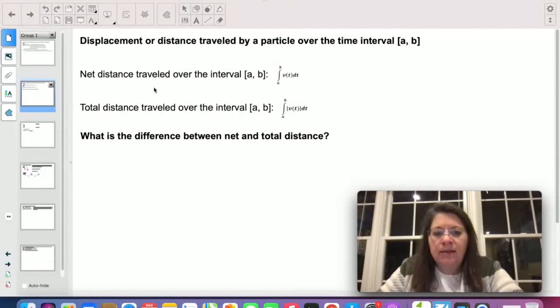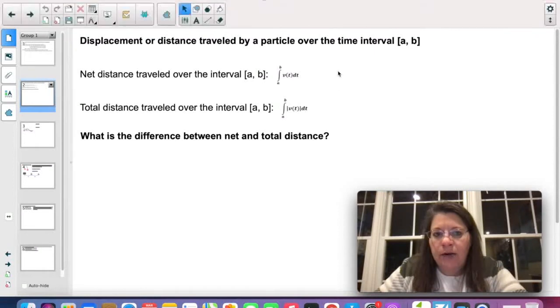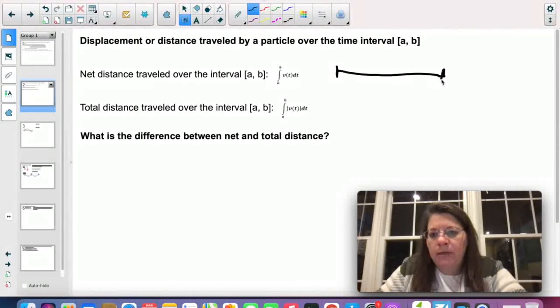Your net distance is just the distance something is from the starting point. So let's just say you start out right here, and let's say you travel this far in 2 minutes, and then at the 2-minute mark you go back this direction and you end up right here at the 3-minute mark, and then you end up here at the 3.5-minute mark. Well, your net distance traveled is this distance right here, where you are in terms of where you started. That would be considered your net distance.